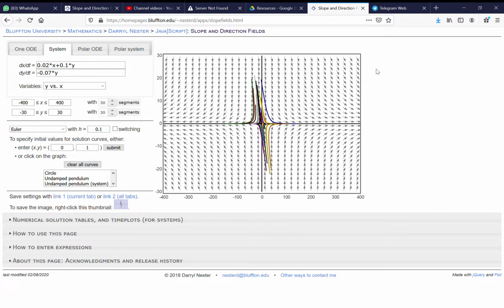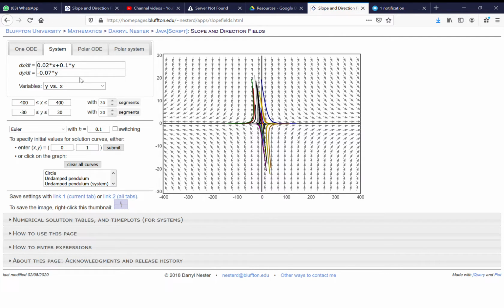I show here the online plotter for the phase portrait. Before this, we learned to sketch the direction field for one ODE. So now is the system topic. We also can use this plotter in sketching the phase portrait for linear systems and also non-linear systems.